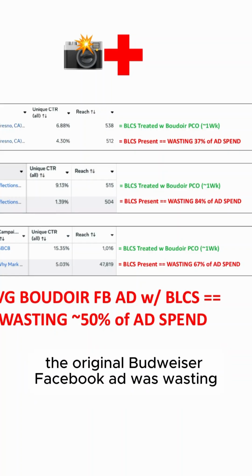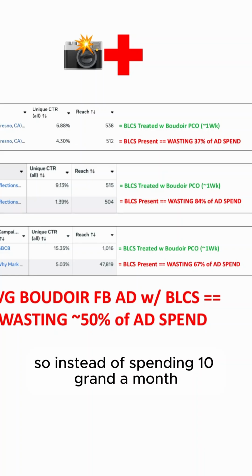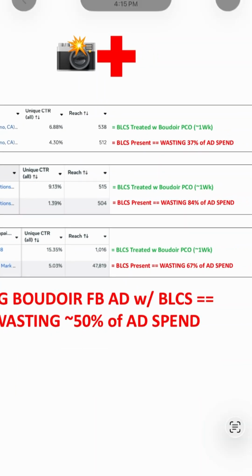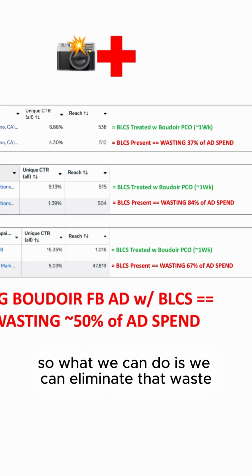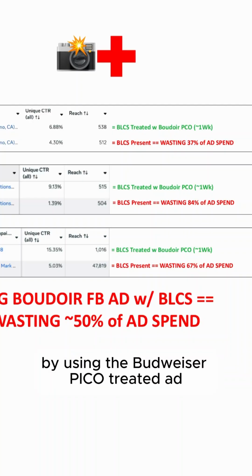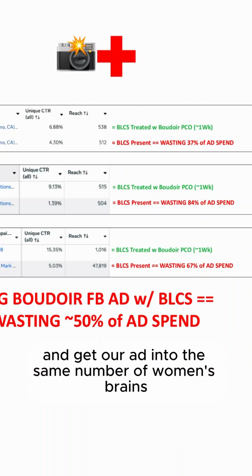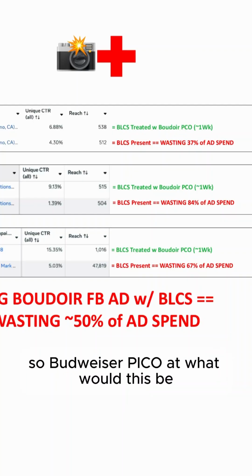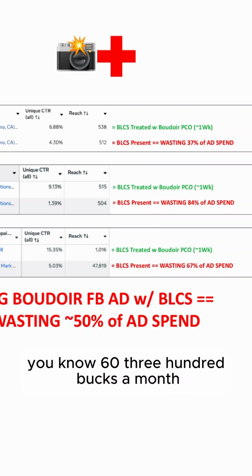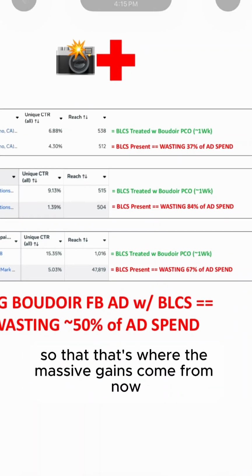So we actually found out the original Boudoir Facebook ad was wasting 37% of its ad spend. So instead of spending 10 grand a month on their Boudoir Facebook ads, $3,700 every single month was being wasted. So what we can do is eliminate that waste by using the Boudoir Pico treated ad and spend the difference instead, and get our ad into the same number of women's brains as the original at 10 grand a month. So Boudoir Pico at, what would this be, $6,300 a month, will get into the same number of women's brains as the original at 10 grand a month. That's where the massive gains come from.